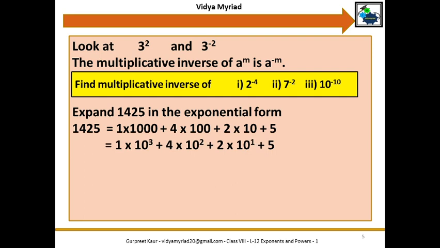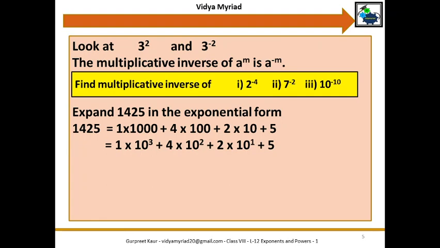Now, 1000 can be written as 10 raised to power 3. 100 can be written as 10 raised to power 2. And 10 can be written as 10 raised to power 1. Now, 1000 has 3 zeros, so when I write it in exponents, the power is 3. 100 has 2 zeros, so when I write it in exponents, it has 2. 10 has 1 zero, so I can write 1. So this is the way how to write in exponential form.